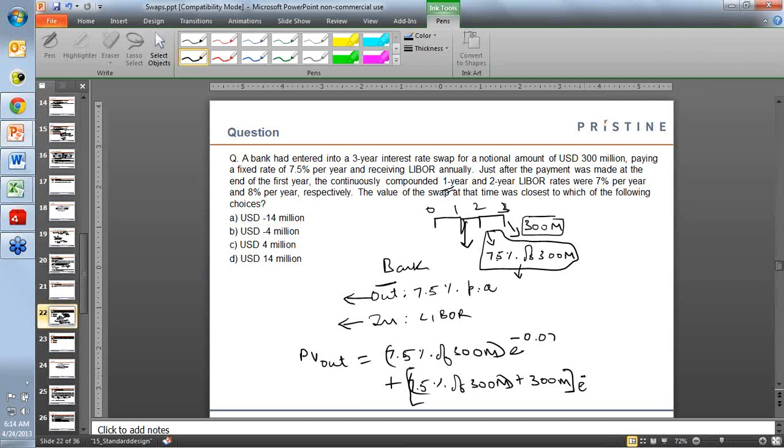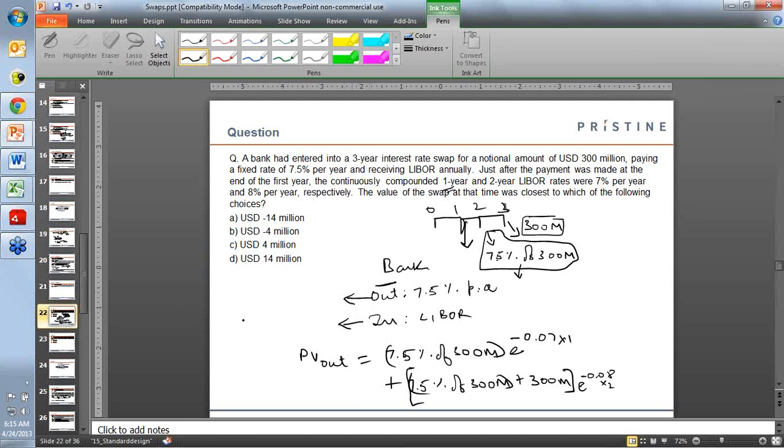Okay, so we'll discount it like this. We are multiplying it by 2 because we are discounting for 2 years. Here it would be multiplied by 1 because the discount was for 1 year. So this way we'll get the present value of the outflow. Similarly, we will get the present value of the inflow.